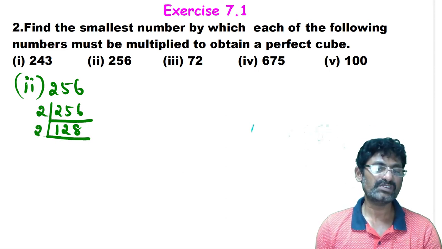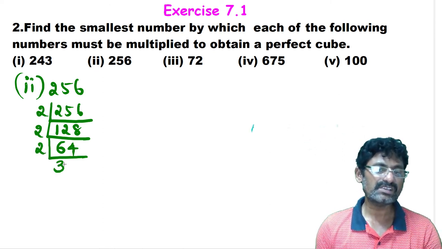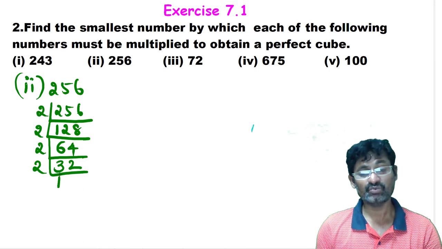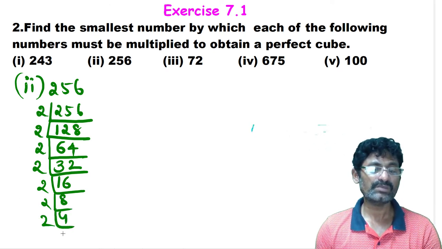Then again start with 2. 2 times 6 is 12, then 8 is there, so 2 times 4 is 8. Then again start with the 2. 2 times 3 is 6, then 2 times 2. Then 2 times 1 is 2, 1 will be there, 12, so 2 times 6. Then 2 times 8, then 2 times 4, then 2 times 2.